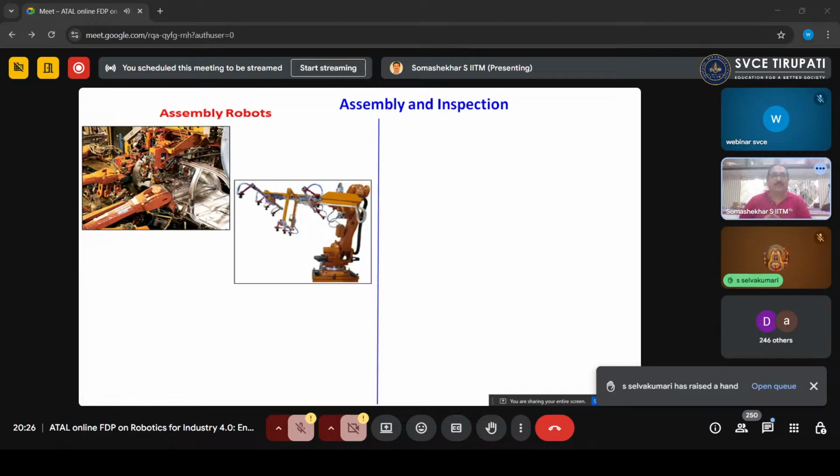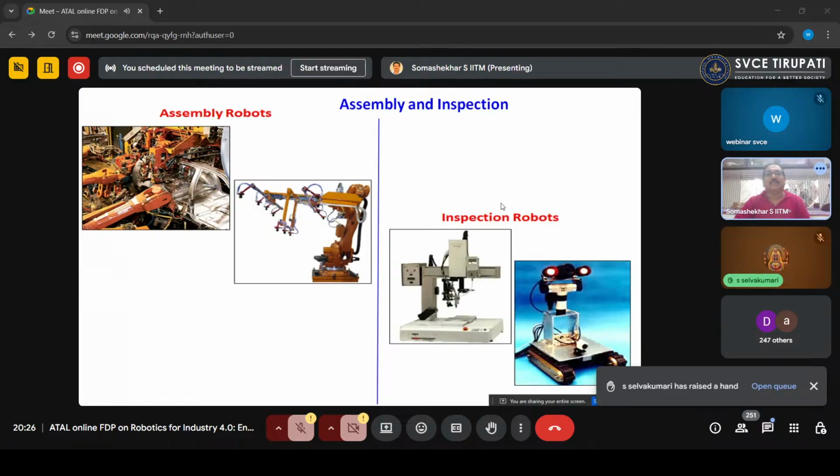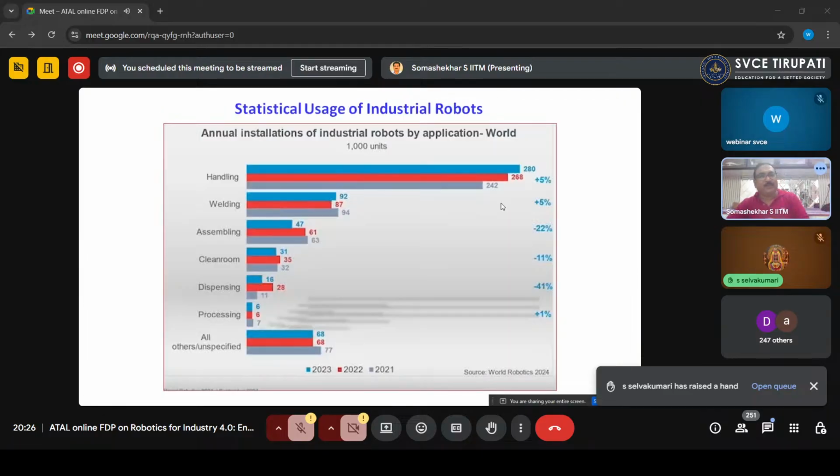robotic arm. For assembly robots, you will again see grippers. Different types of grippers handle different types of work parts of different sizes. Inspection robots are also there. In spite of that, robots are used for various applications in industry. Handling is the major one.